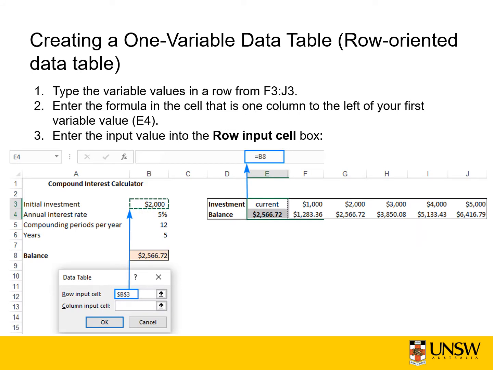In the previous example, I showed you how to set up a column-oriented data table. But if you prefer a horizontal layout, you should type the variable values in a row, leaving at least one empty cell to the left for the formula and one empty row below the variables for the results. Based on the previous example, we entered the variable values in cell F3 to J3, and we entered the formula in the cell that is one column to the left of your first variable value, that is cell E4. Now we should create the data table, but this time we enter the input value into the row input cell.